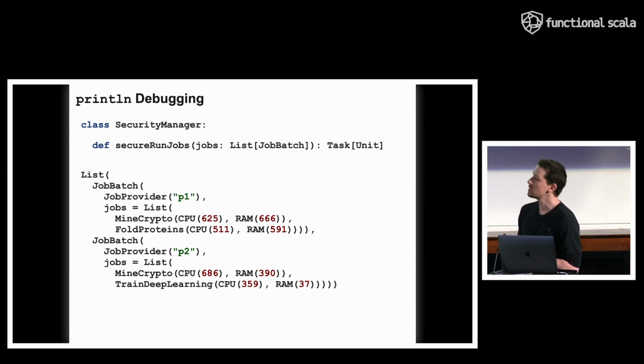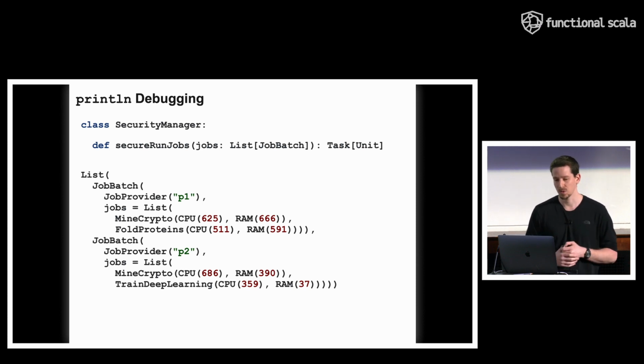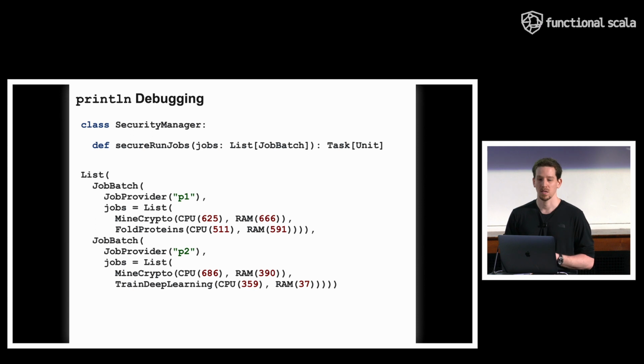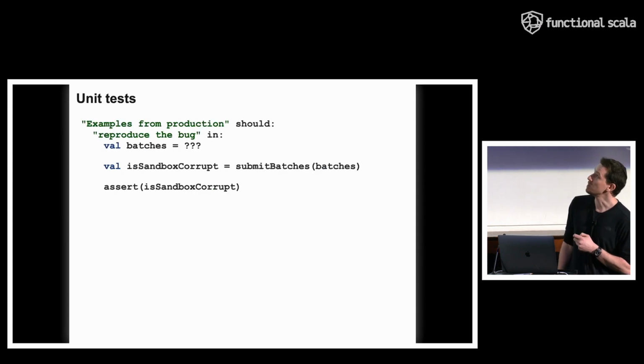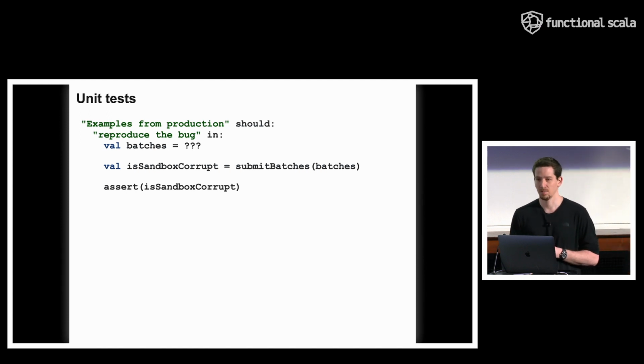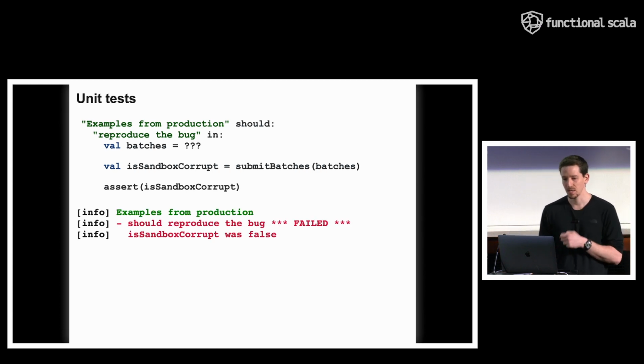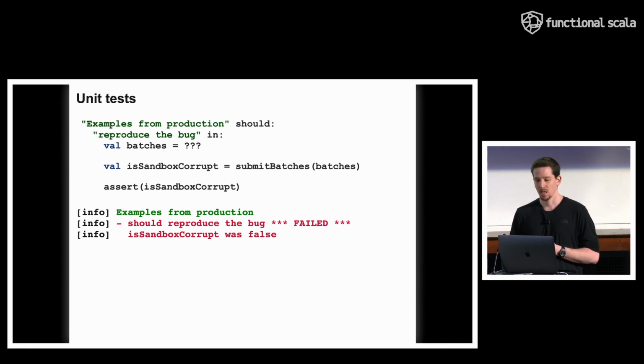Now that we have this lovely input, which is quite small, we can try to create a unit test and see whether we reproduce the bug. We have a small unit test that, given that input from before, sends it to our security manager, and we're checking that the sandbox is not corrupt after executing it. We run it, and it fails. So no such luck in reproducing the bug. Although the input was corrupting production, it doesn't reproduce in a test.